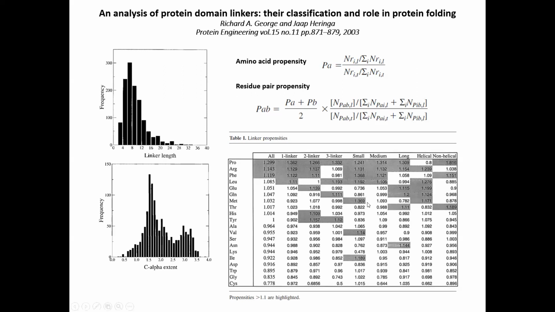The authors have also mentioned in this paper that they created a database for interdomain linkers. Though the website seemed to have connectivity issues, the data shown in the paper can still be considered a good resource for designing potential linkers for novel fusion proteins.